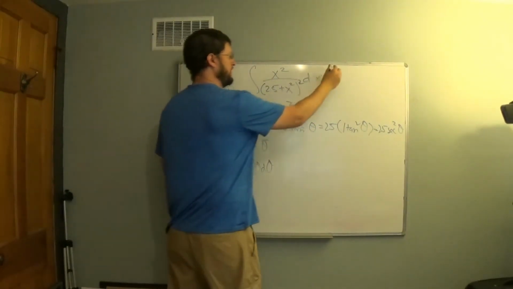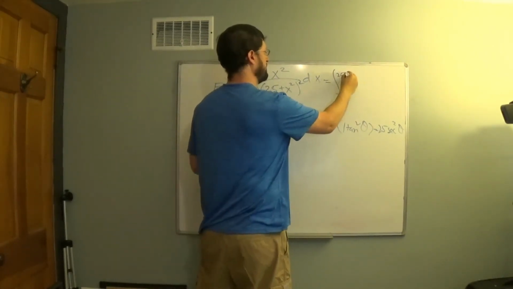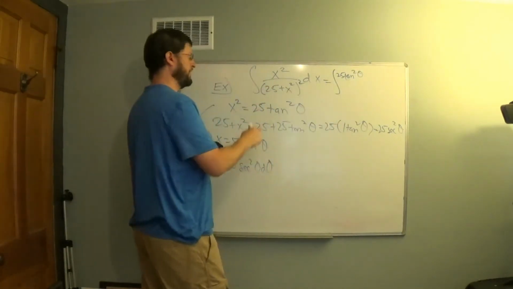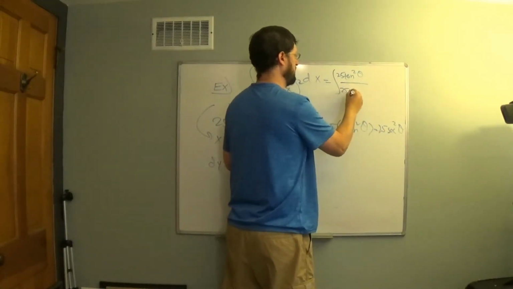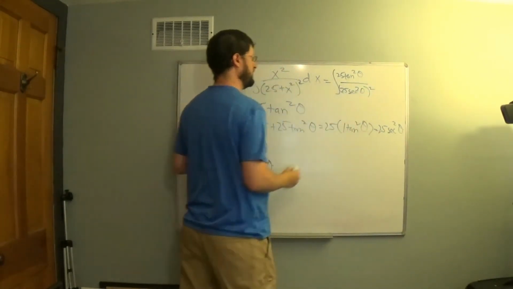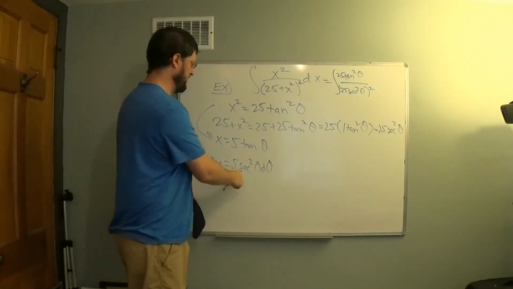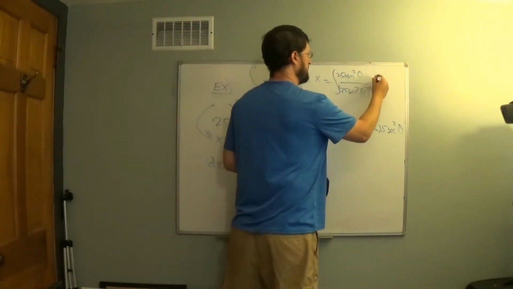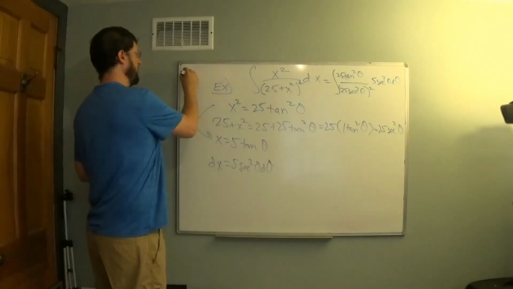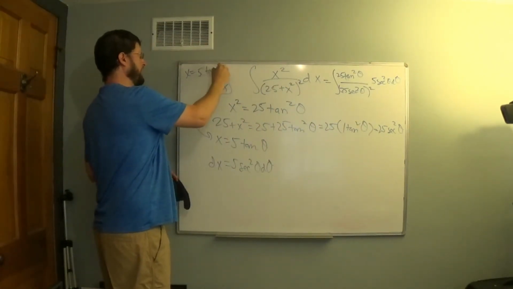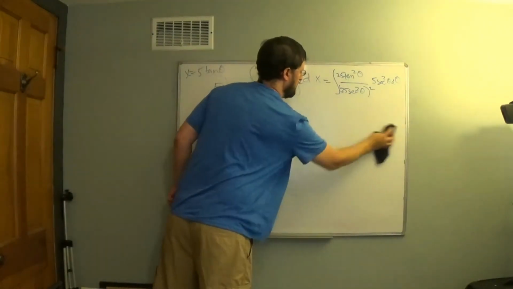X squared is 25 tan squared. The denominator is this whole mess, which is 25 secant squared, and then dx is 5 secant squared theta d theta. We'll save our original substitution, x is 5 tan theta, and simplify the integral.